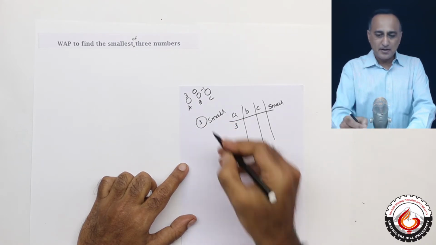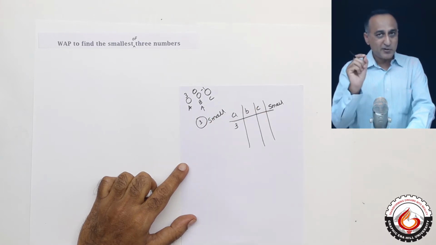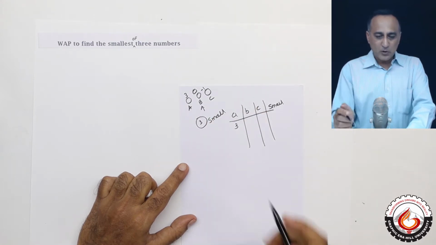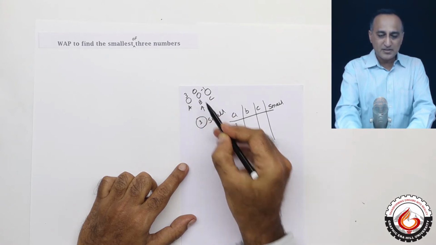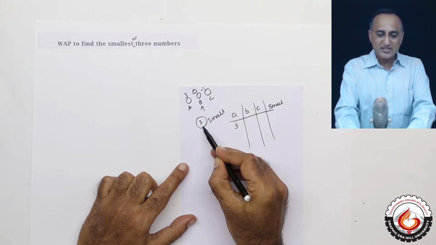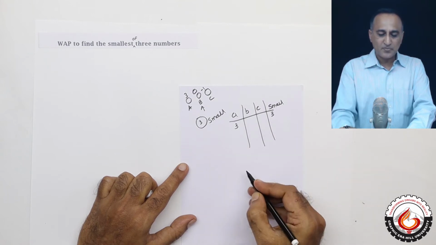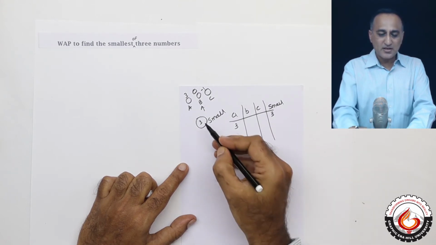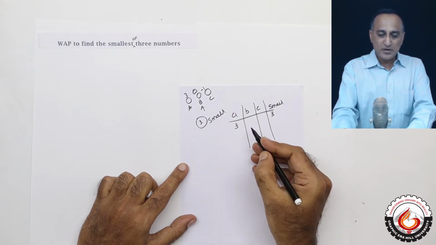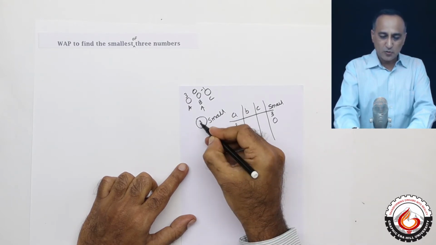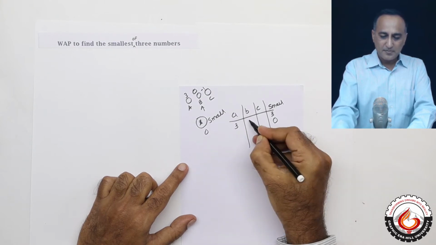The next time I happen to see B, now when I see 0, I'm not going to compare 0 with 3. I'm going to compare 0 with small. Small is now 3. So which is smaller? 3 is smaller or 0 is smaller? 0 is smaller than 3. So my new small ends up becoming 0. Okay? And B is 0.